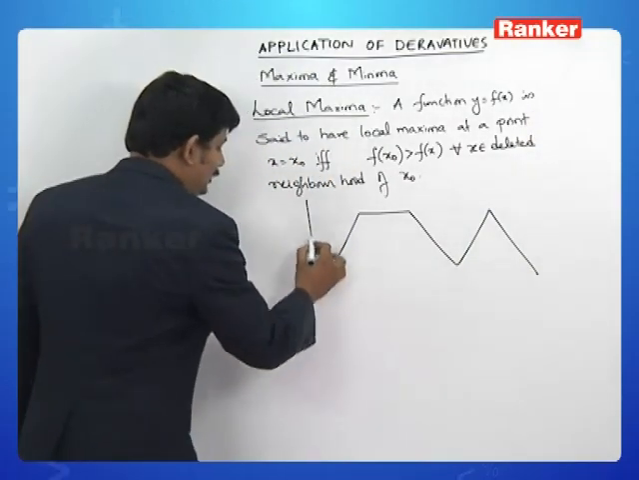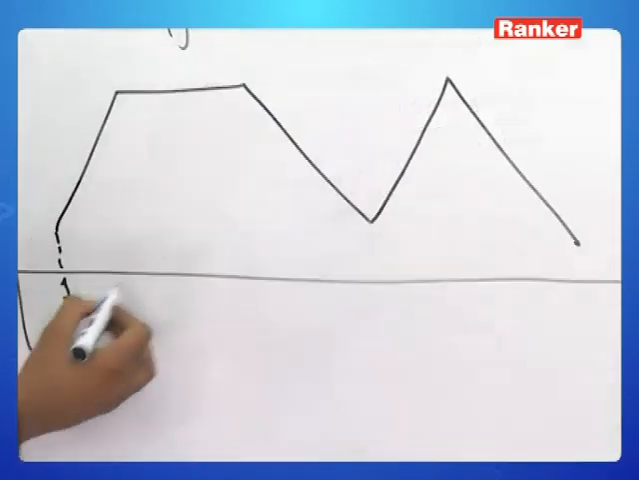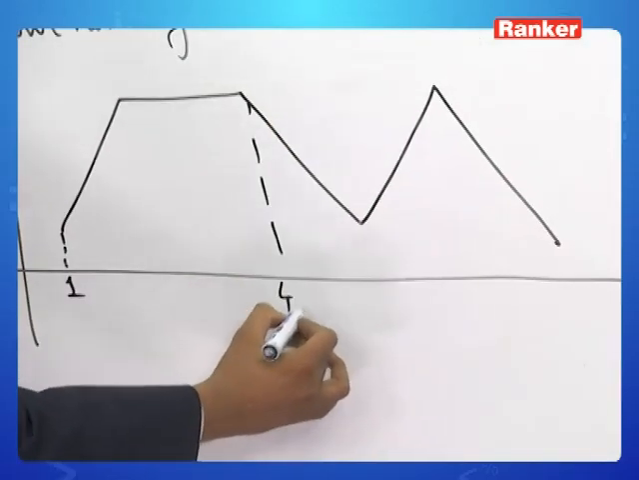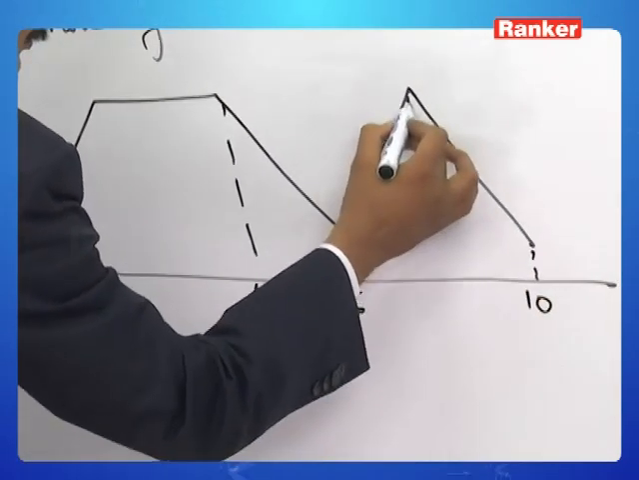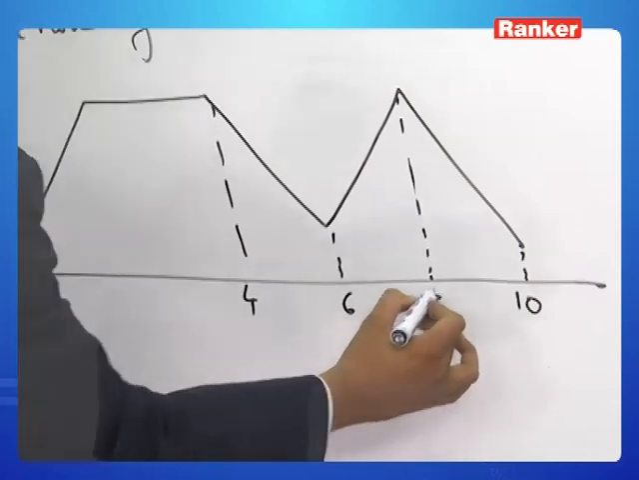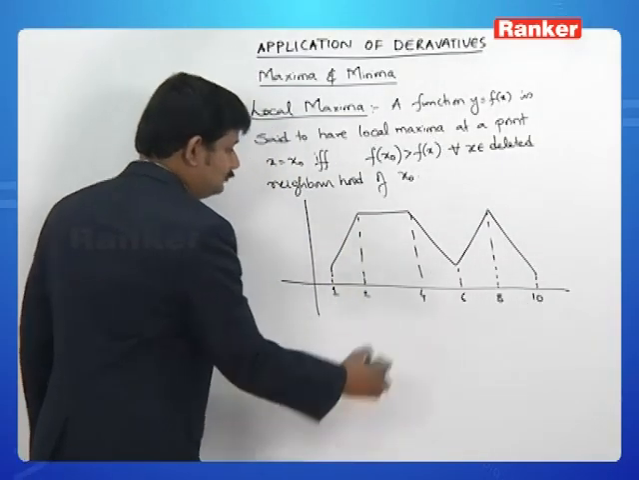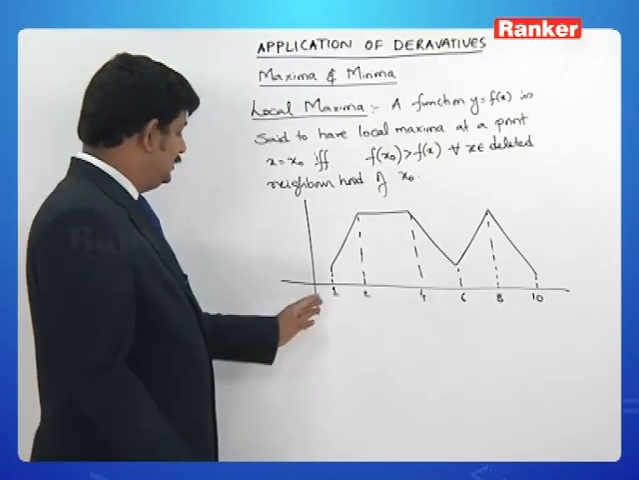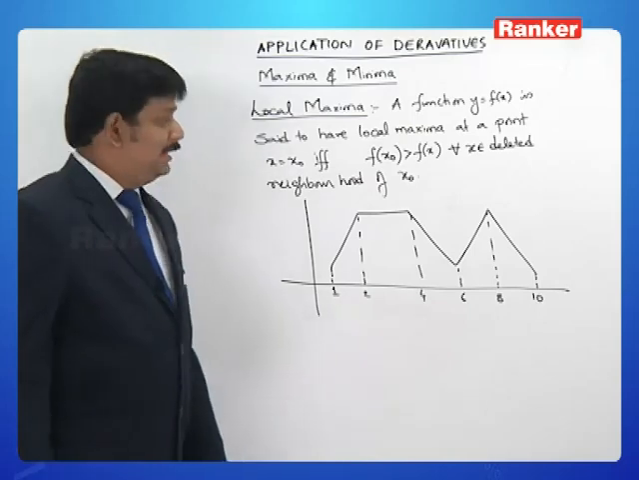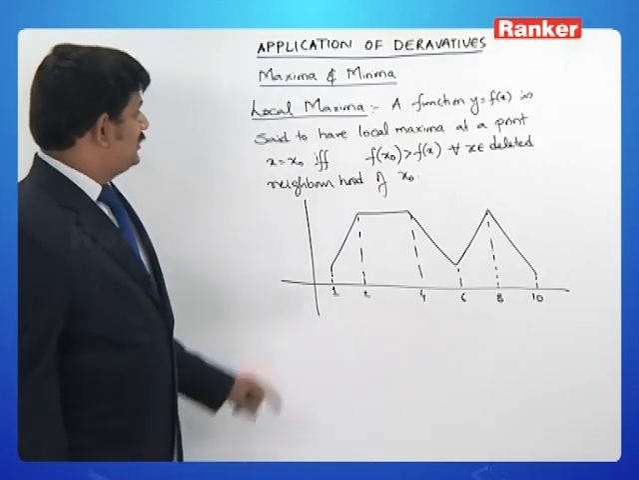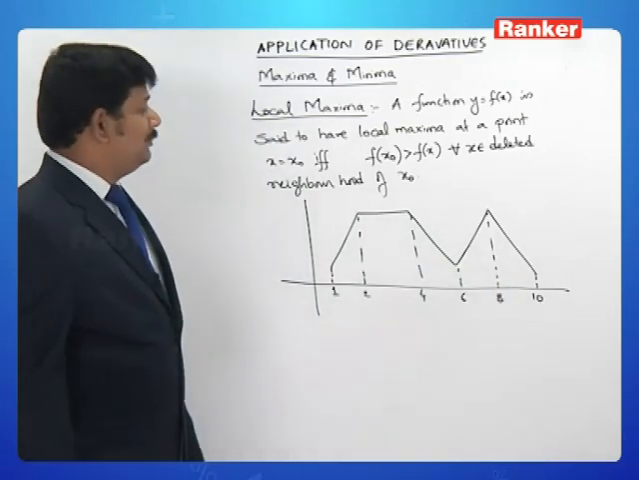Let us say there is a graph of a function which stretches through the points 1, 4, 6, 10, 8. Let us say this is 2. So, we have a graph of a function stretching from 1 to 10. This is the graph. Let us see which of the points from 1 to 10 qualify to become a local maxima.